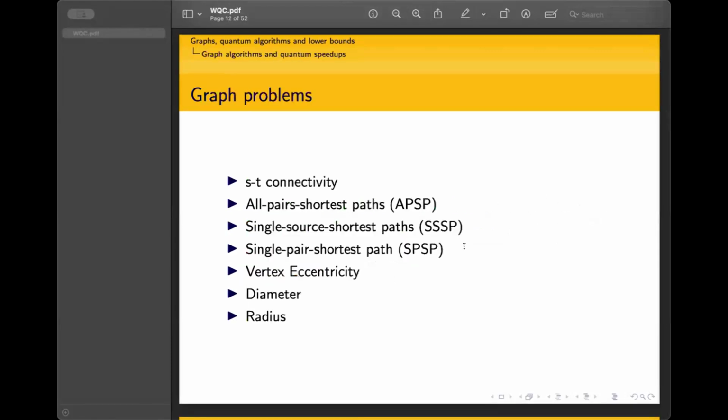Okay, so let's move to the list of problems that we will go through today. So we'll talk about all of these and quantum results for these problems. And we'll also have a little side note, which will be a very interesting story on a particular quantum algorithm, which was super counterintuitive for many people for a long time. But yeah, let's start with ST connectivity.